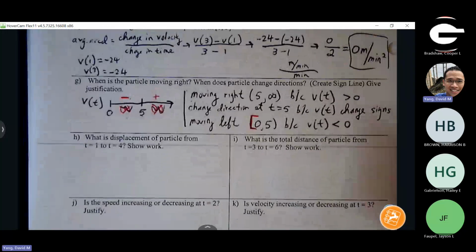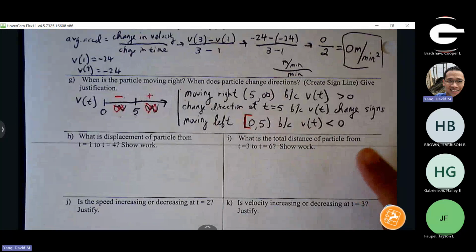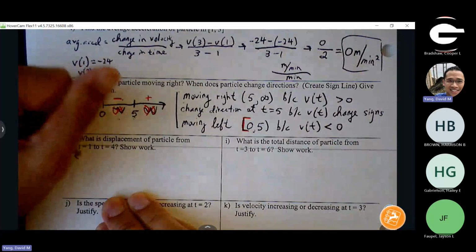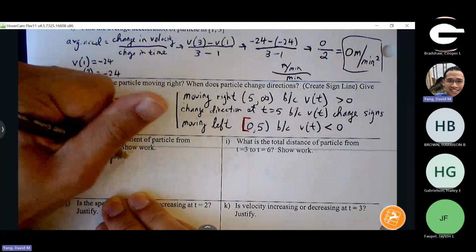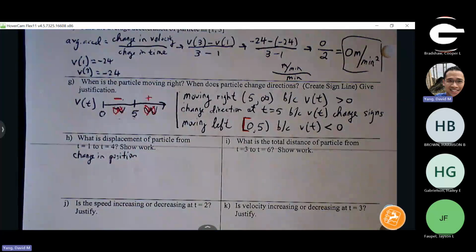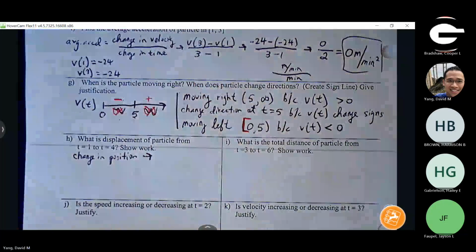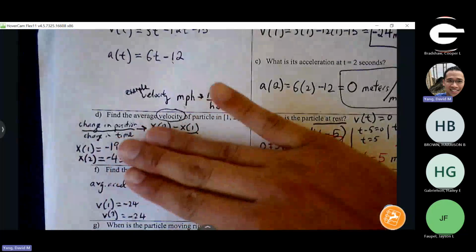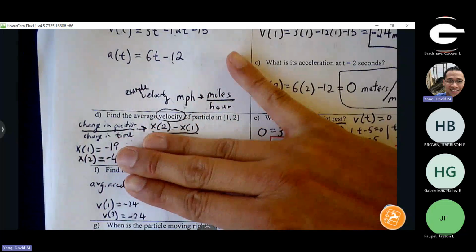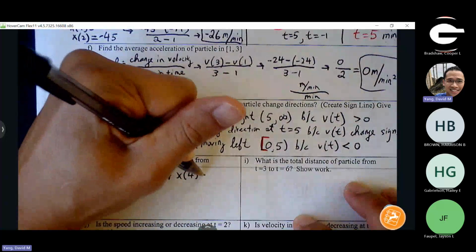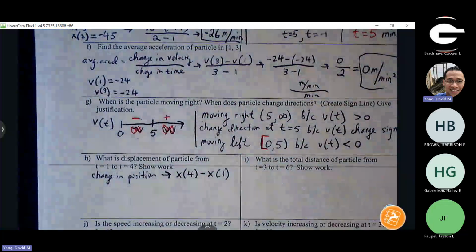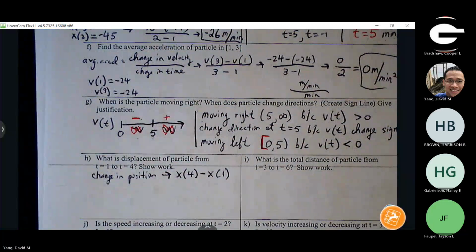Okay, part H, what is the displacement from 1 to 4? So displacement has a formula. Displacement is just a change in position. It's not the change in position over the change in time, it's just change in position. So basically, it's just the top portion of the average velocity function. It's just x of 4 in this case minus x of 1. We just want to figure out how far the object is from where it began.